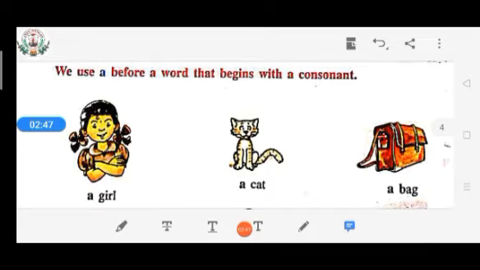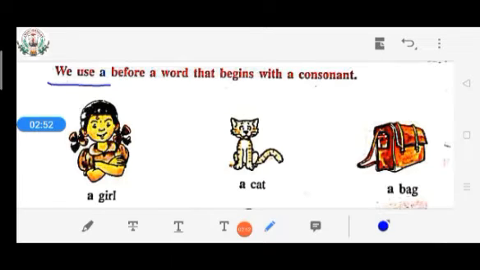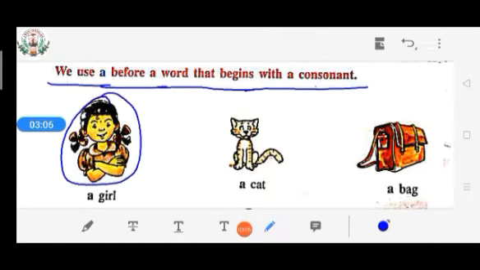The usage of a. We use a before a word that begins with a consonant. For example, look at the first picture, children. A girl. The first letter of girl is G. So, it is a consonant sound. So, we will use a girl.